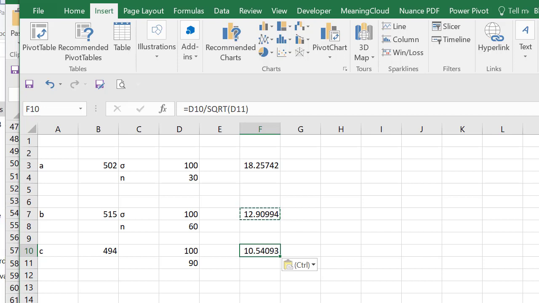sampling distribution. And again, notice that the standard deviation, the standard error, they all have the same standard deviation. The standard error is smaller for larger sample sizes.